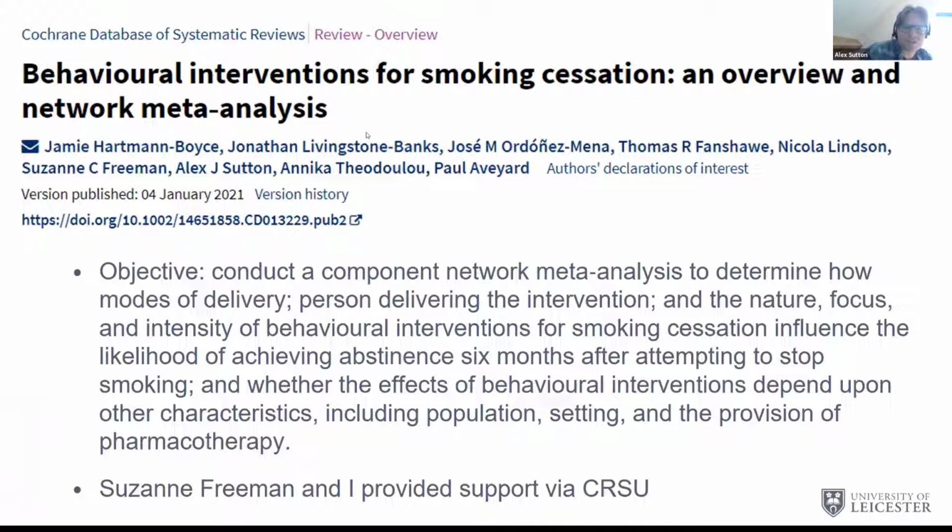So the objective was to conduct a component network meta-analysis to determine how modes of delivery, person delivering the intervention, and the nature, focus, and intensity of the behavioural interventions for smoking cessation influence the likelihood of achieving abstinence 6 months after attempting to stop smoking, and whether the effects of behavioural interventions depend upon other characteristics, including population, setting, and the provision of pharmacotherapy.